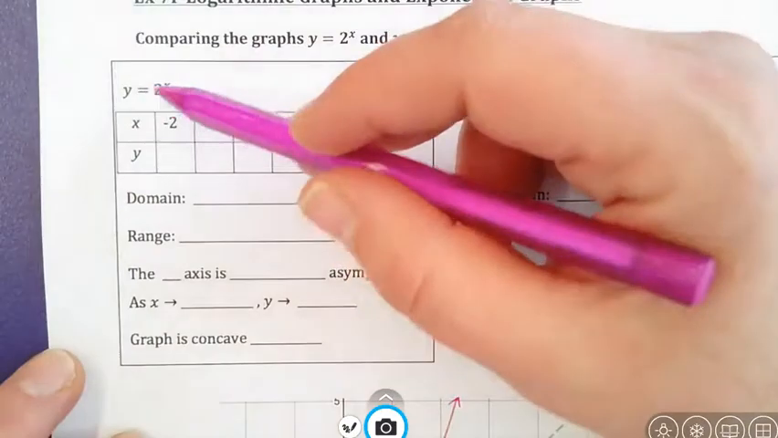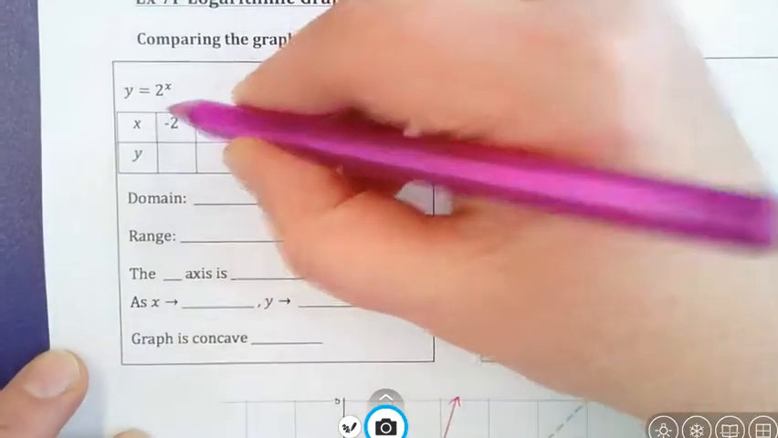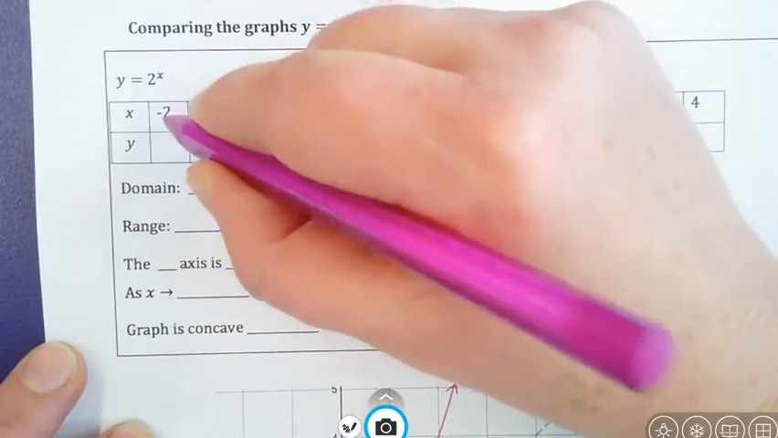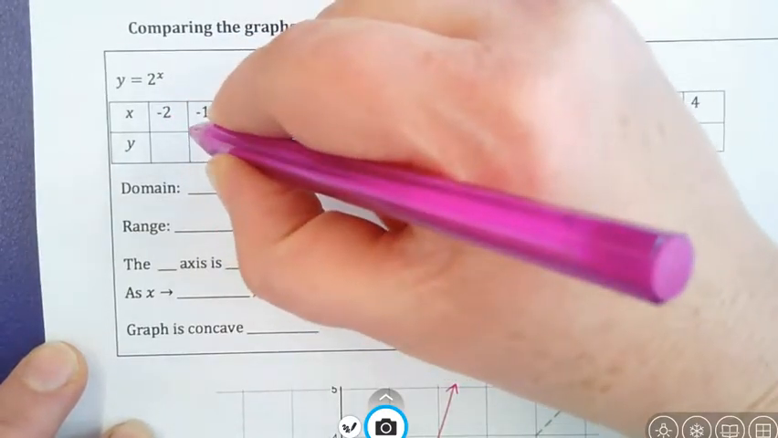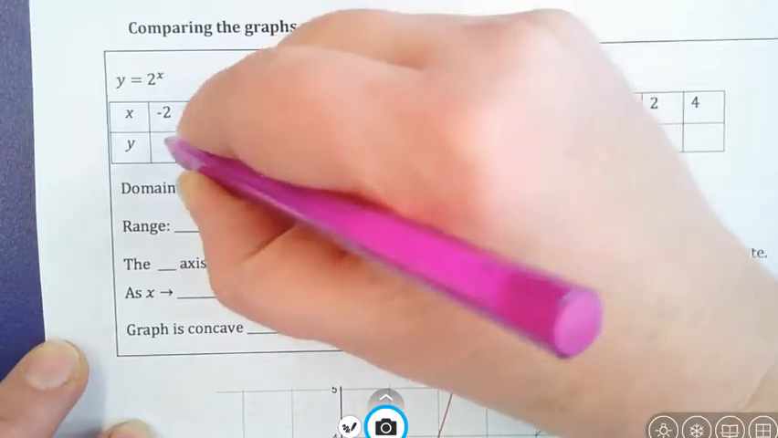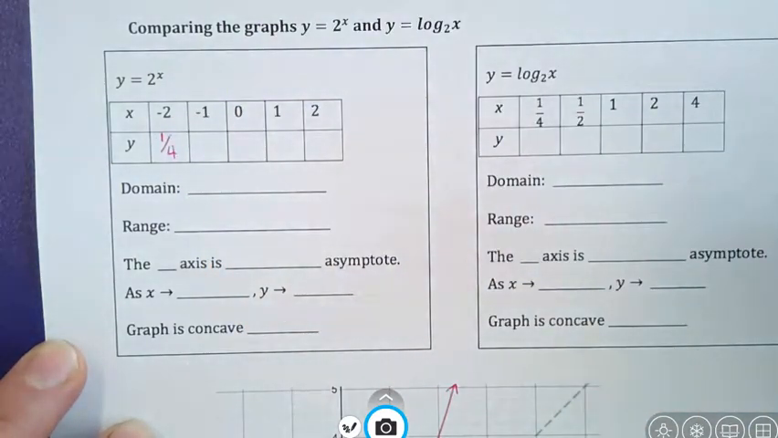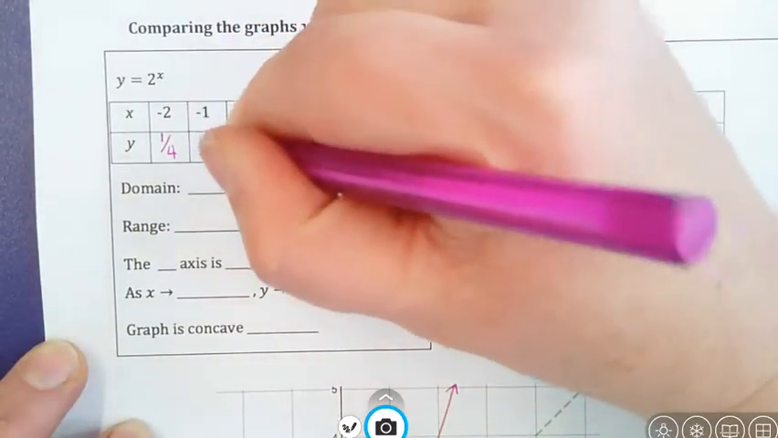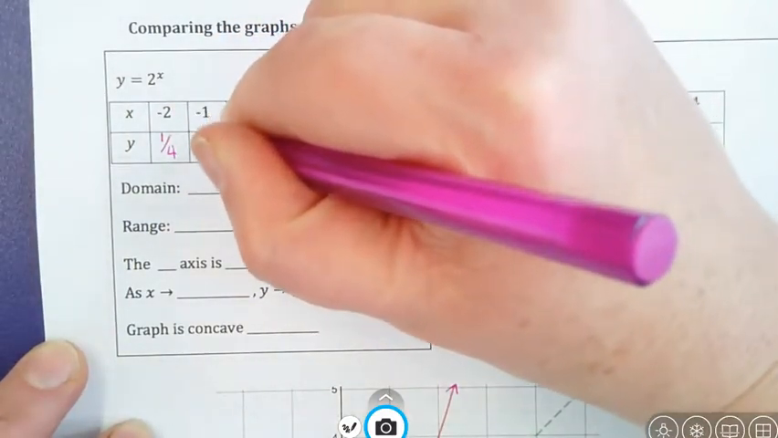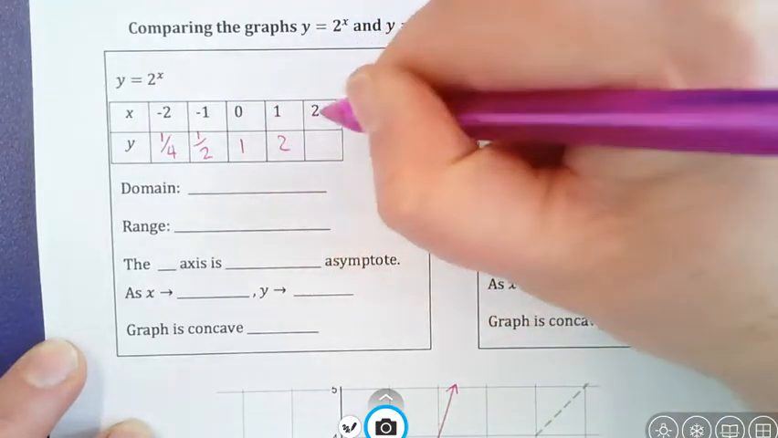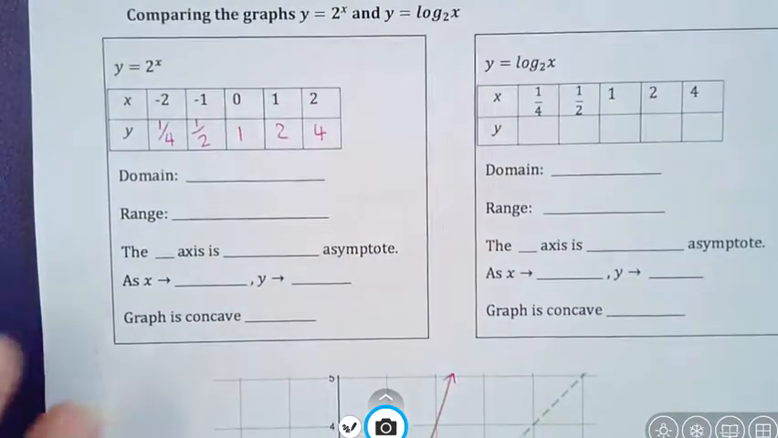So just doing up a quick table of values for y equals 2 to the power of x. When x is -2, that's 2 to the power of -2, which is 1 over 2 squared. It's a quarter. Okay, good. When x is -1, that's 1 over 2 to the 1, which is a half. 2 to the power of 0 is 1, 2 to the power of 1 is 2, and 2 to the power of 2 is 4.